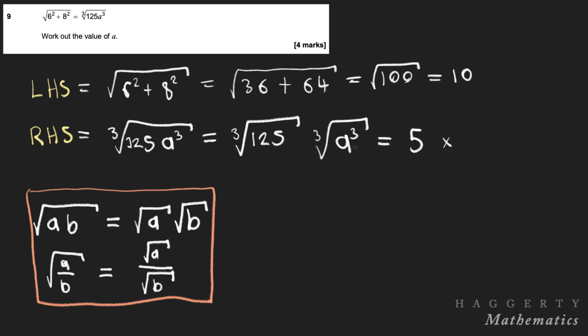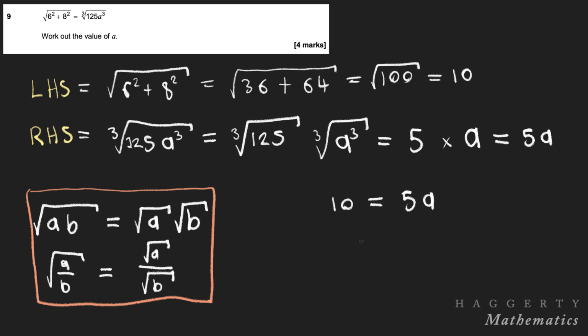And likewise, the cube root of a cubed. Well, cubing and cube rooting are, I guess you could describe them as, inverse operations of each other. So the cube root of a cubed is just going to be a. So we just end up with 5a, 5 times a, on the right-hand side. So therefore, it must be the case that 10 equals 5a.